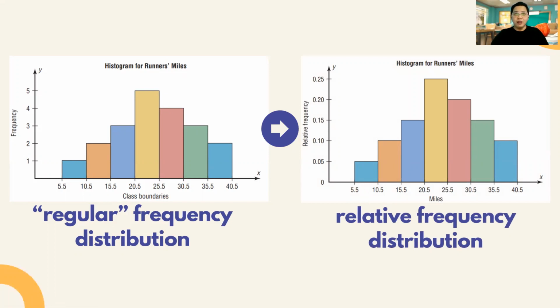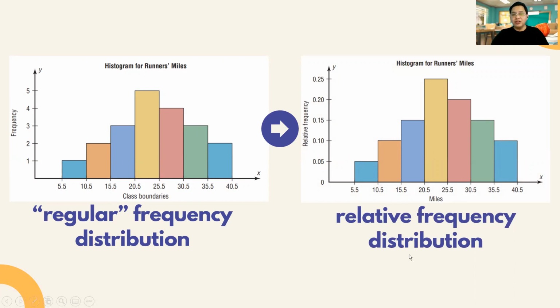So if you remember, relative frequencies are basically just the percentages for every interval in the histogram. So if we take a look, for example, at the second class interval bounded by 10.5 and 15.5, we notice that this is equivalent to 0.1, which means that 10% of all of the runners whose distances were recorded in this data, 10% of them were able to run a total distance of anywhere between 10.5 to 15.5 miles.